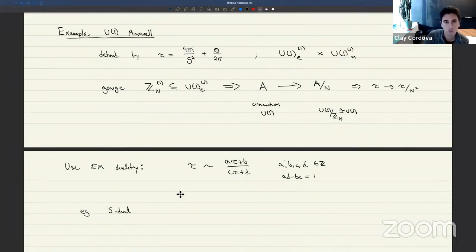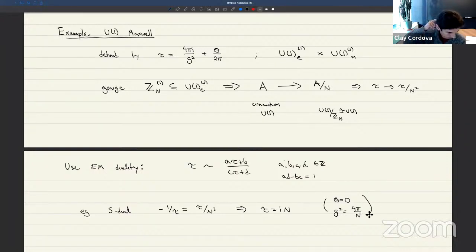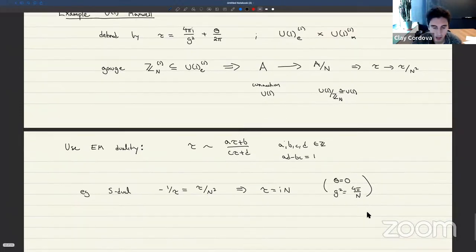So if I wanted to combine this gauging with S duality to get an interface in the same theory, I would need to solve an equation that minus 1 over tau is equal to tau over n squared. And you can do this provided that tau is tuned. So we'll take tau equals i n, which of course means that the theta angle is 0 and g squared is 4 pi over n. So if tau is tuned like that, then at this special tau, we have a duality defect.